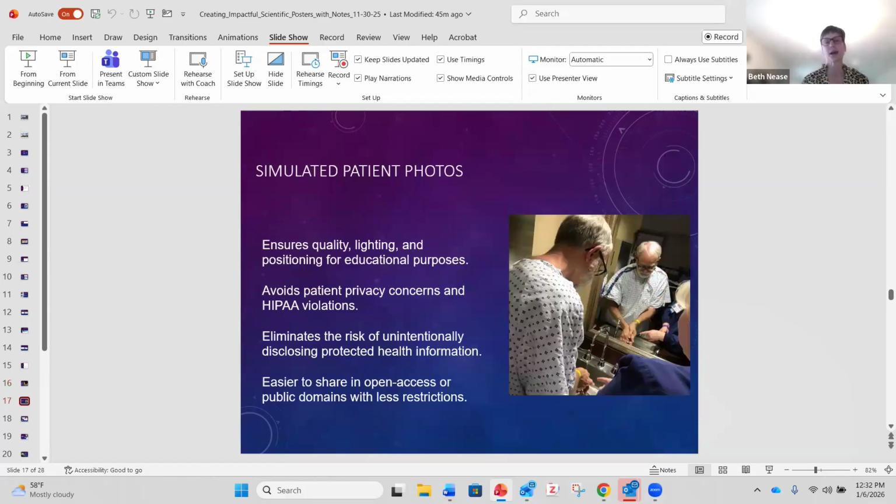Yes, so this is about photos. Photos can be expensive if you're trying to buy photos that are very specific for your poster. I like to use simulated patient photos. In this particular photograph, this nurse, I think it's kind of cool because you can see her name badge that says RN in the mirror. So this was an awesome designed photo.